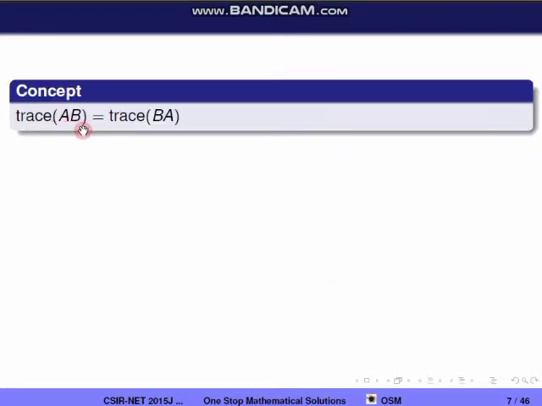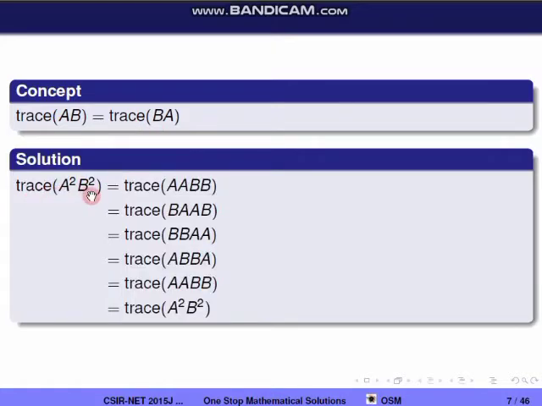Trace of AB is equal to trace of BA. So now consider trace of A square B square. I am splitting open this square term. So this is equal to trace of AABB.